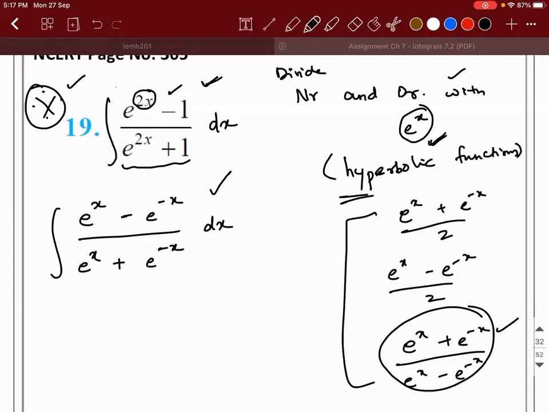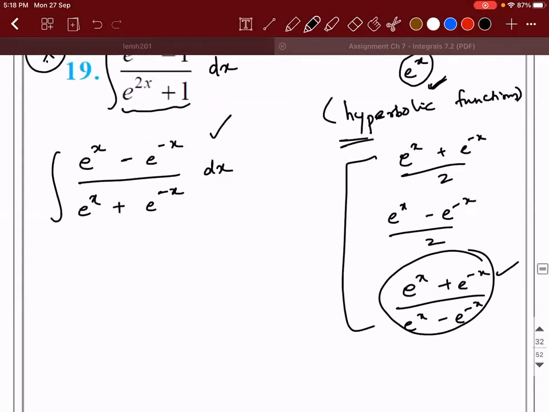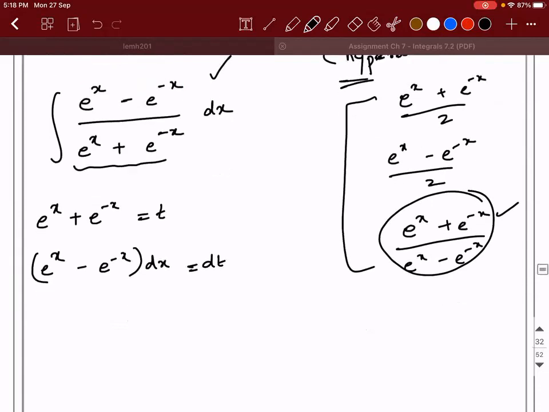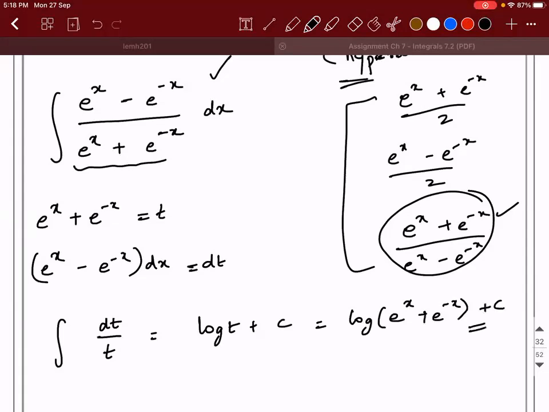So you get that. Okay, sir. Now, if you observe, if I put the denominator as t, then the numerator becomes dt. So the integral of dt divided by t will be equal to log t plus c. So log of what is the value of t? e power x plus e power minus x, plus c.